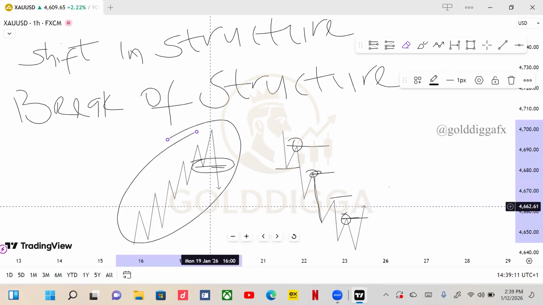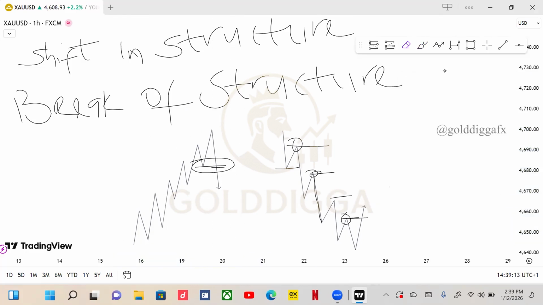Now, what is a break of structure? Shift in structure is used for reversals. Break of structure is used for continuation. So a break of structure simply means when price breaks structure, but with the direction. Shift in structure is when price breaks against the direction, right?